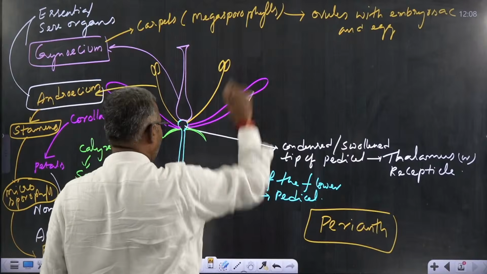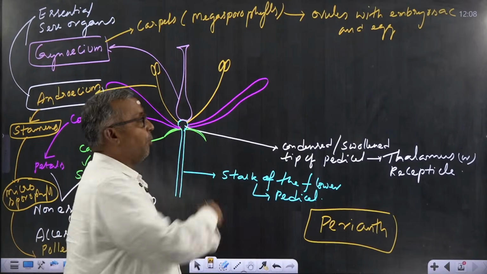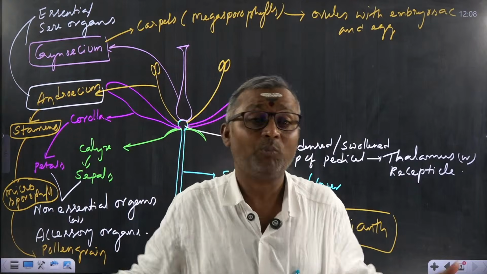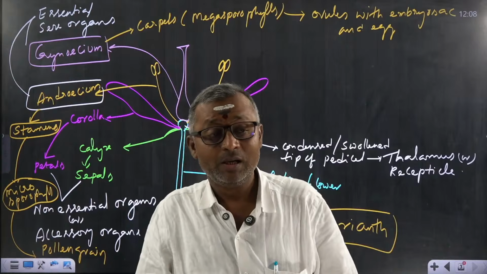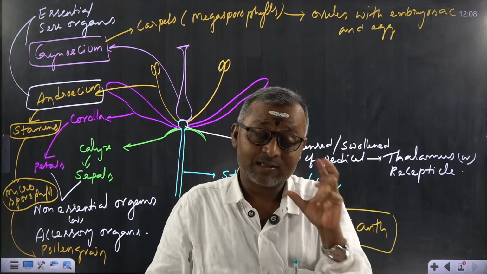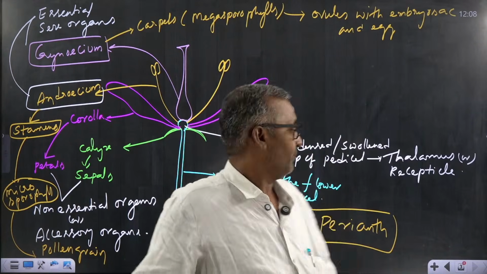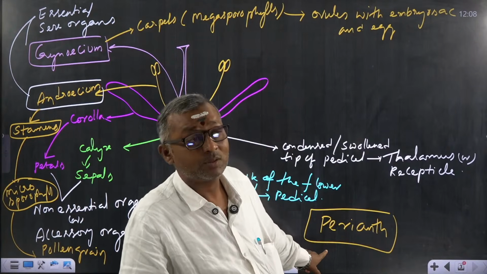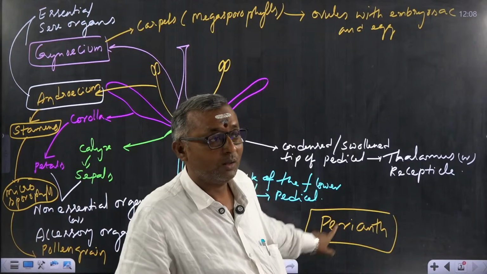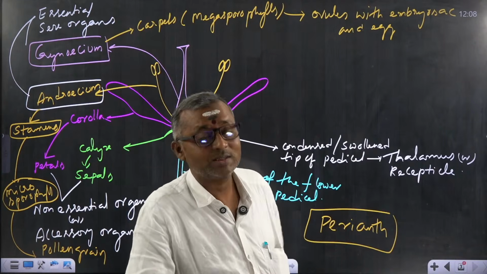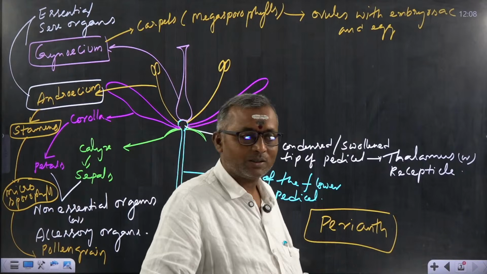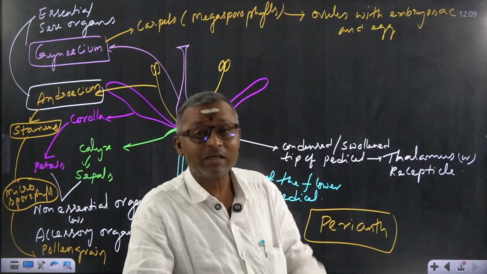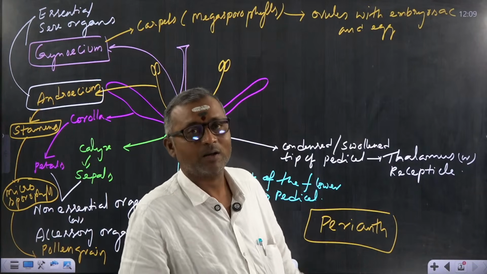Both may be appearing in green, both may be appearing in pink, both may be appearing in white, both may be appearing in red, like that. Or both may be appearing in yellow. If such condition is present, then such accessory organs are called perianth. So be clear, because you are all very new to this terminology, because this terminology was not there in your lower classes. So this perianth is indistinct accessory organs.